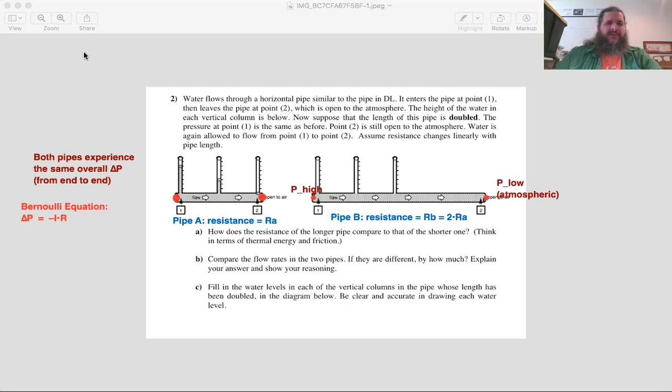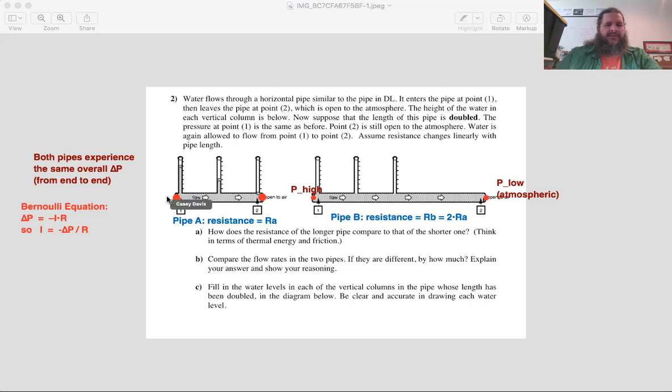Which means if you solve that for current, what do you get? Is it delta pressure over negative R? Yeah, that should work. Which means if we compare the two pipes, and keep in mind this delta pressure and this R are talking about the whole pipe.